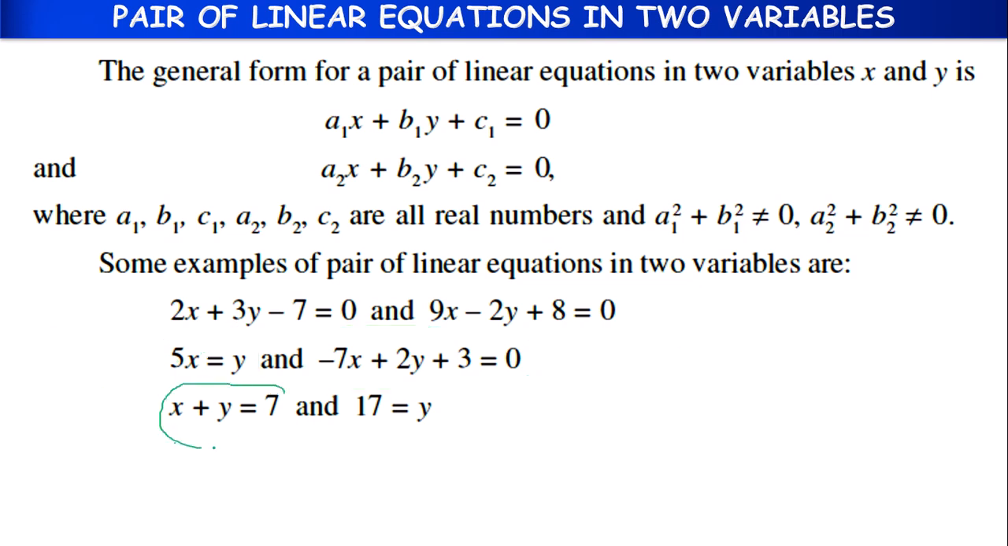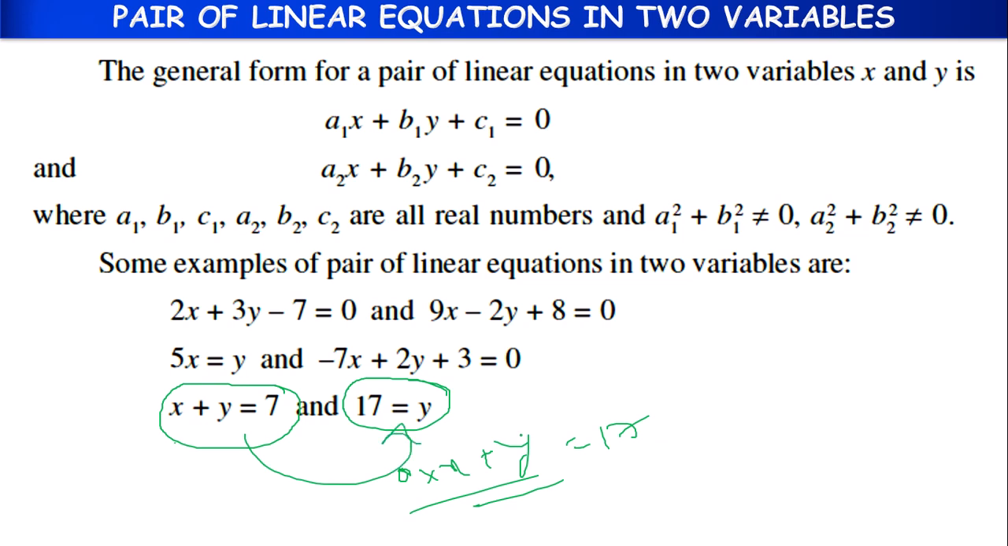Here, x plus y equals 7, and 17 equal to y. Or we have to take it as 0 into x plus y equals 17. Like that we can take. Then these two also will be considered a pair.